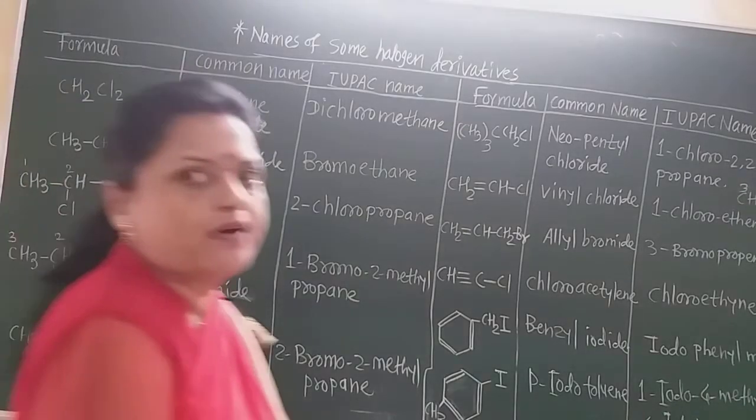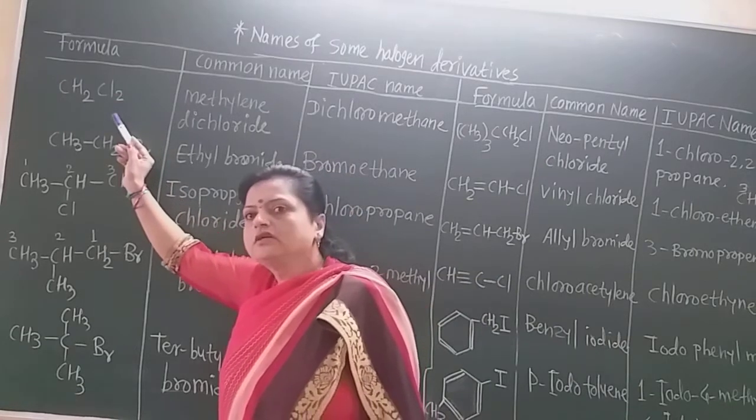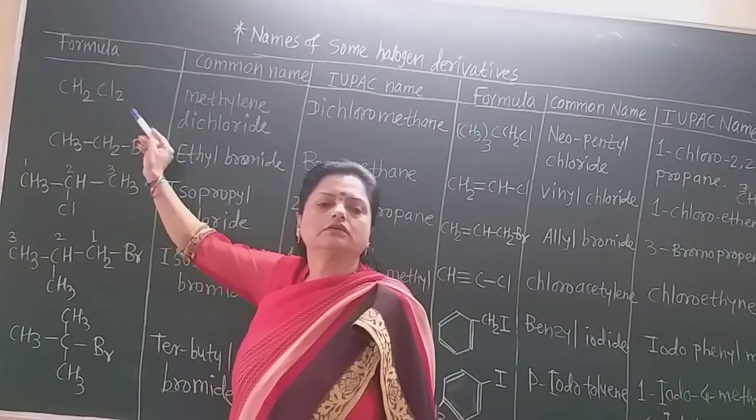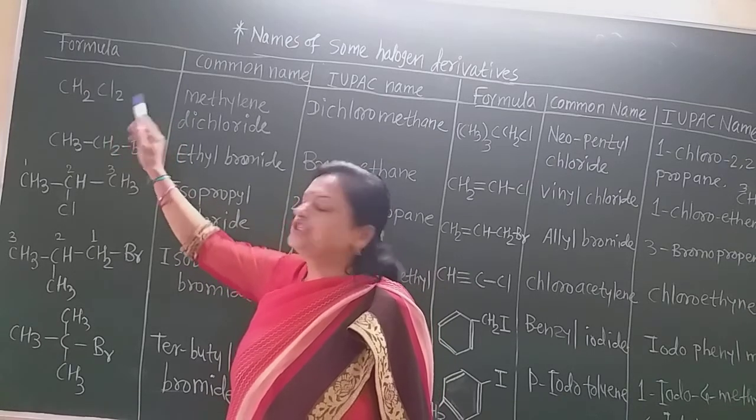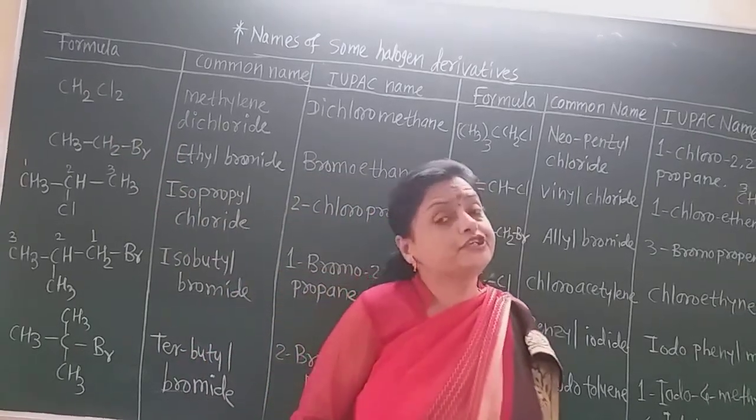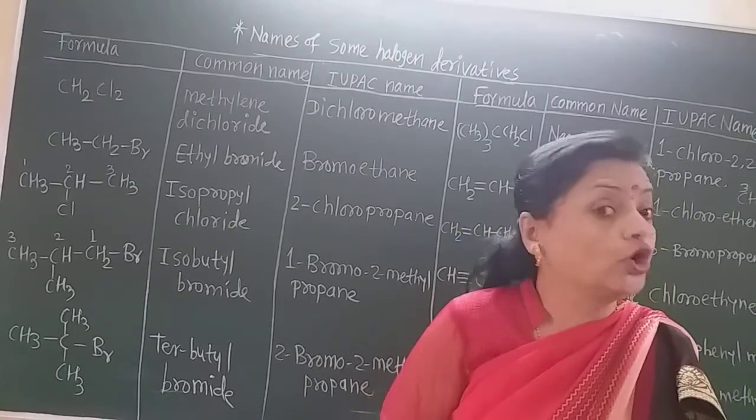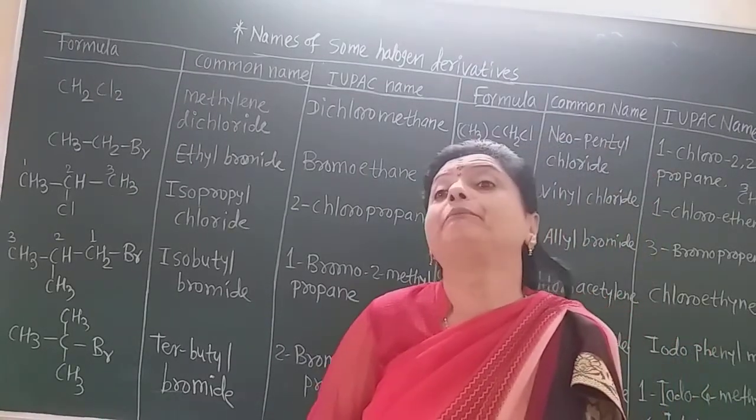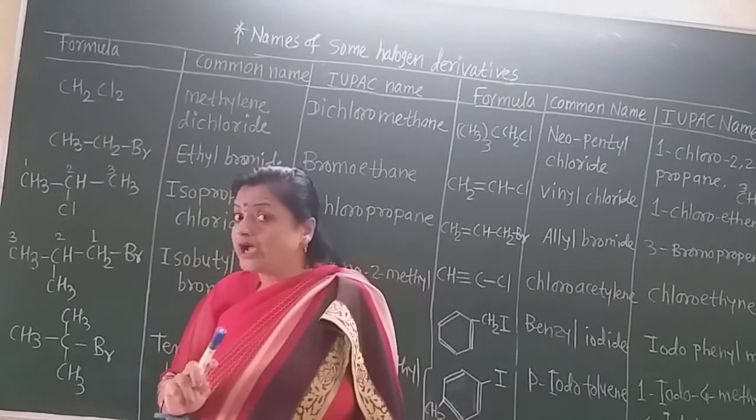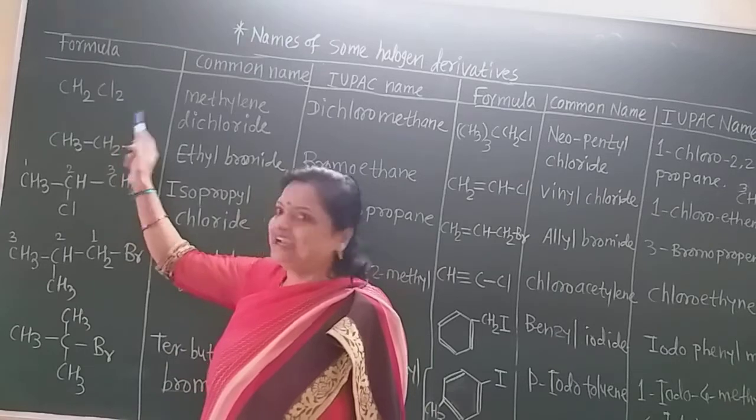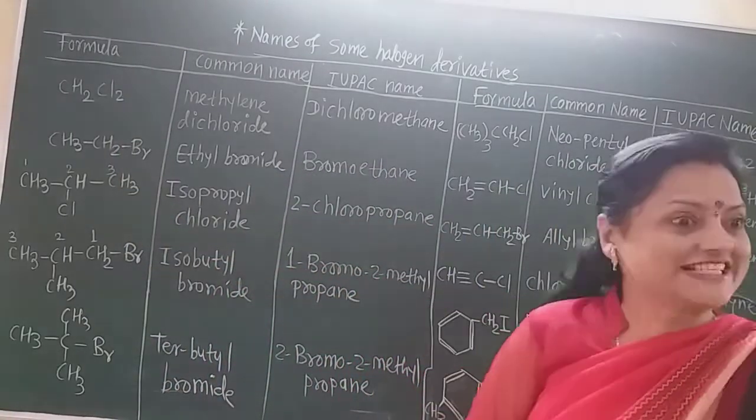Now this is the first halogen derivative. I write here the formula as CH2Cl2. What does this show? That means from methane CH4, 2 hydrogens are replaced by 2 chlorine atoms. This is not a monohalogen derivative. This is a dihalogen derivative because there are 2 halogen atoms in the first example.